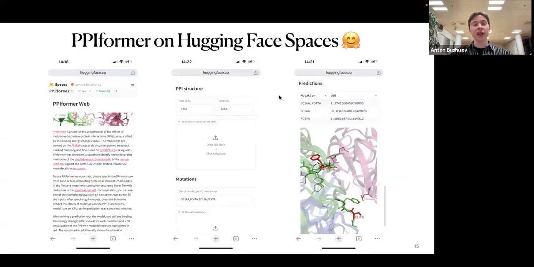And so further, we created a web interface for our method so that the researchers can freely try our method on their data. So here we have the input that I just showed before. So on the input, we need some 3D structure of a protein-protein interaction, and then we specify some mutations to the structure, and the web predicts delta delta G values along with some visualization.